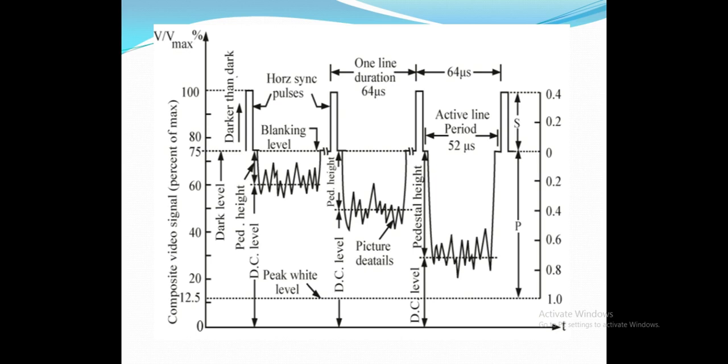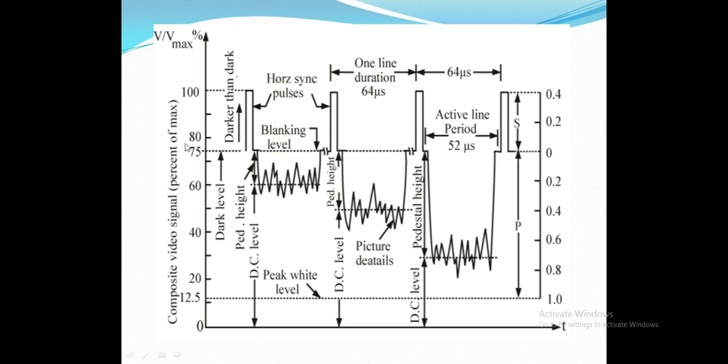Coming to the peak white level. Here the peak white level is 10 to 12.5% of the maximum value of the signal. So the maximum whiteness that can be handled by this video signal is known as the peak white level.